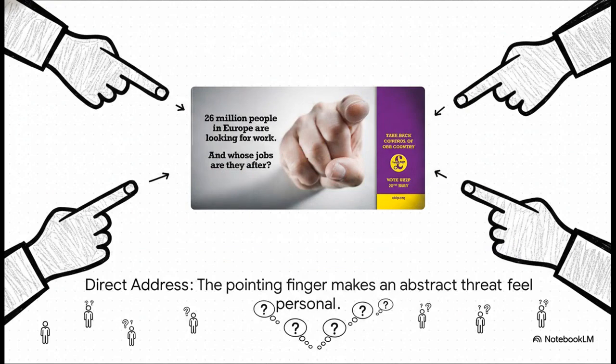This next poster uses a technique you've definitely seen before, direct address. The text throws out this big abstract statistic, 26 million people looking for work. And then it asks a question, and whose jobs are they after? The visual makes absolutely sure you know the answer. That pointing finger is a classic trope, right? Borrowed from posters like Uncle Sam Wants You, and it's designed to make a huge abstract threat feel intensely personal. The implied answer is, of course, your job.